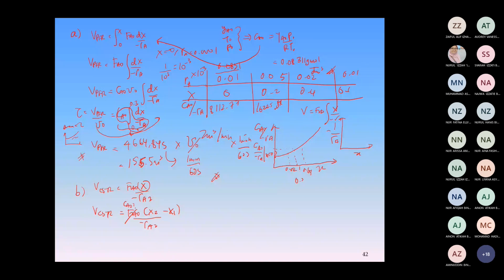Alright, so bawakan dia ke bawah. You akan dapat tau is equal to VCSTR over V naught equals to C naught times with the X2 minus X1, over with negative RA2. RA2 should be dekat X equal to 0.5.